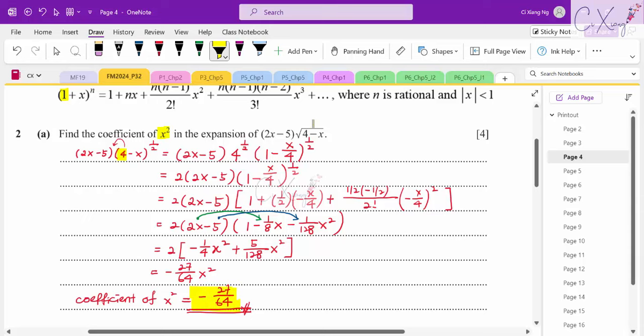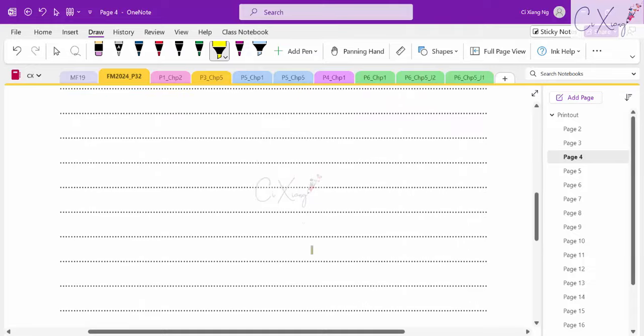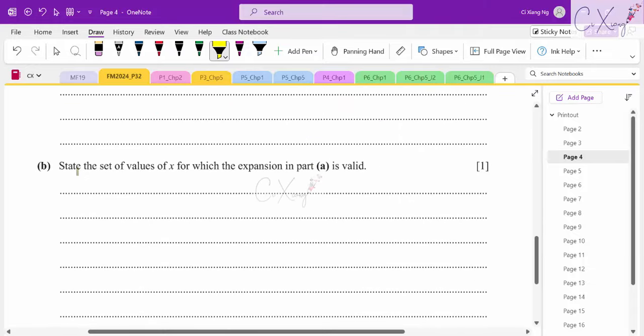Okay, so this is how we solve question 2a. And let's continue to part number B. For part number B, they're asking for the set of values of x for which the expansion is valid.